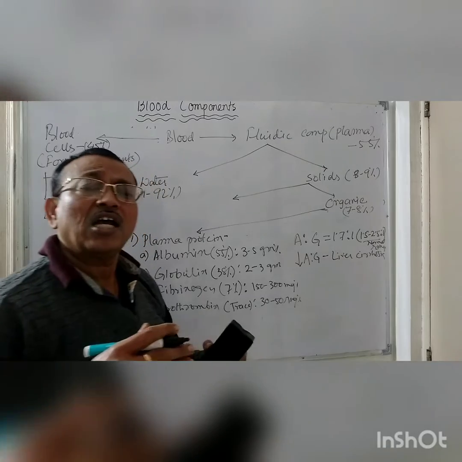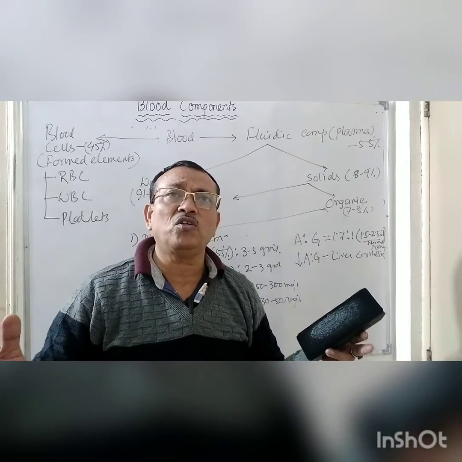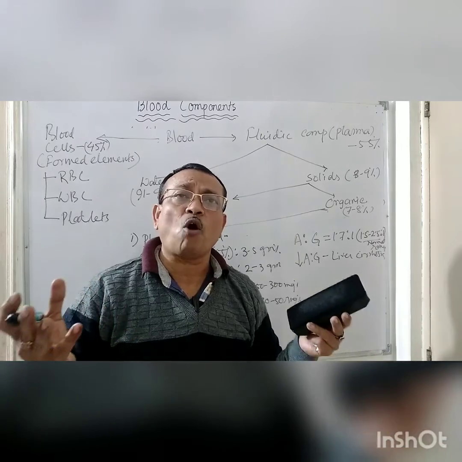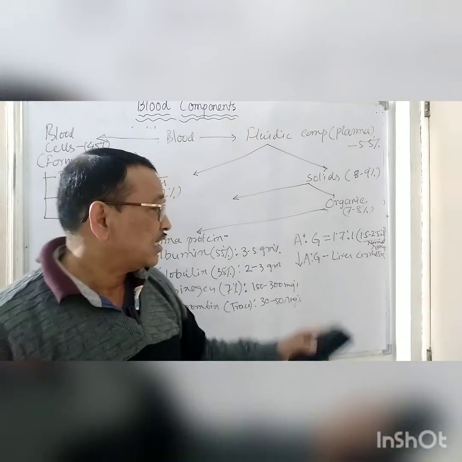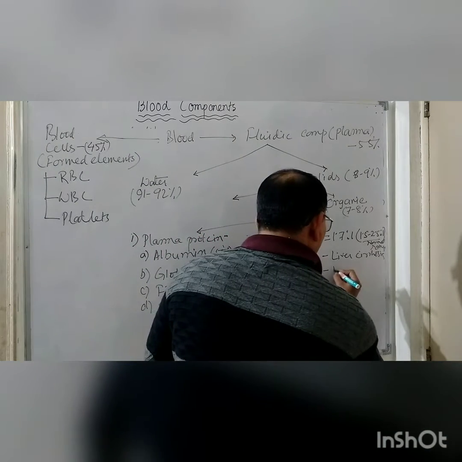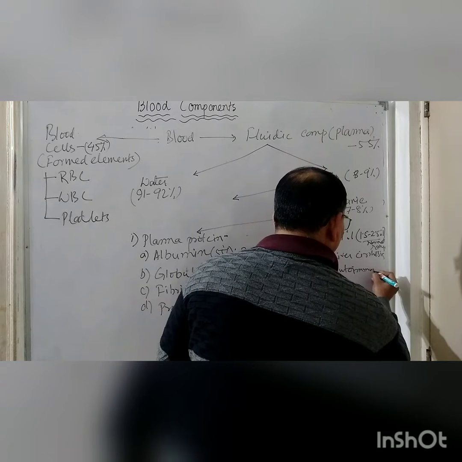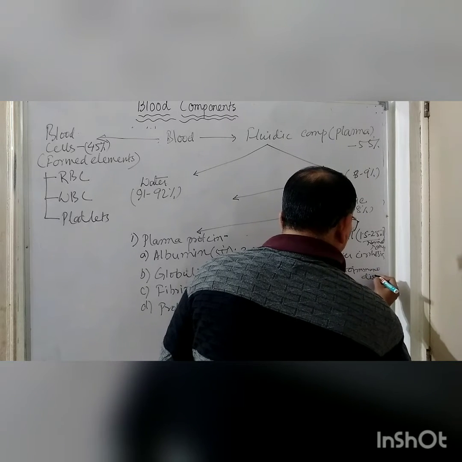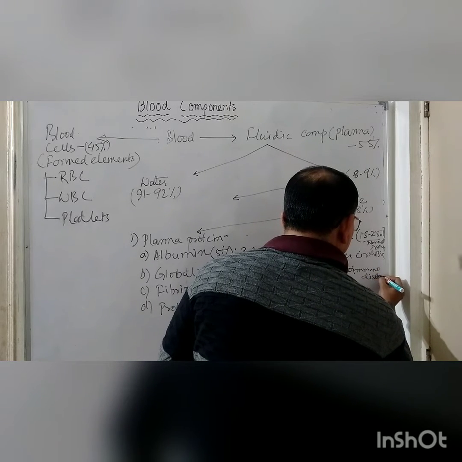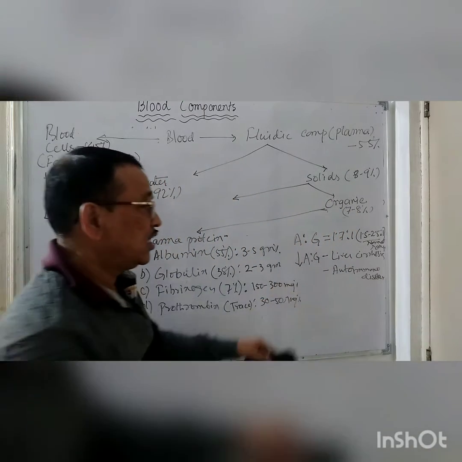Similarly, if globulin production is at a maximum, that is, if there is overproduction of globulin, like in the case of autoimmune disease, the albumin globulin ratio will also be low. So in case of autoimmune disease, due to the overproduction of globulin, the albumin globulin ratio will be low.